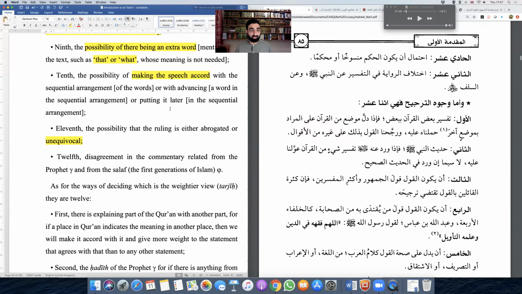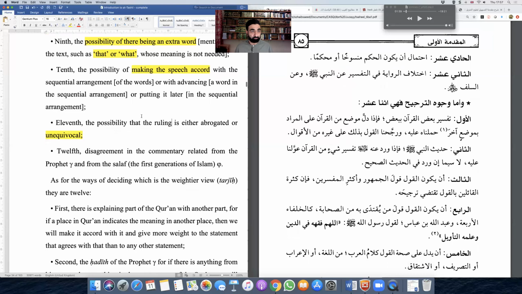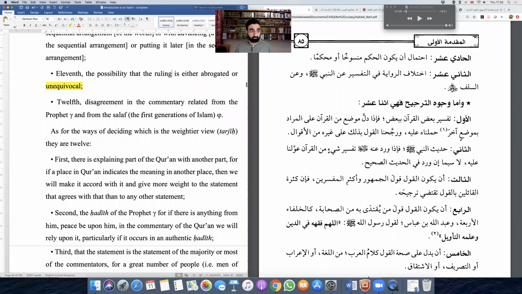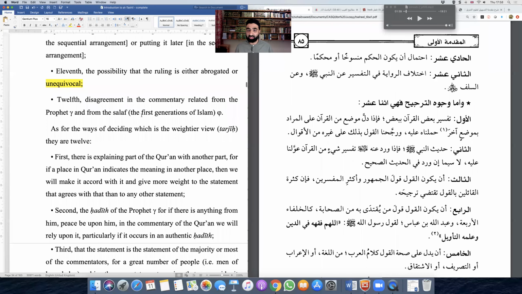Right, الثاني عشر اختلاف الرواية في التفسير عن النبي صلى الله عليه وسلم وعن السلف. So that's where we're talking about the hadith. We mentioned that the hadith, whether we're talking about hadith marfu' from the Prophet صلى الله عليه وسلم or from early authorities in general, whether we consider that to be strong narration or not.